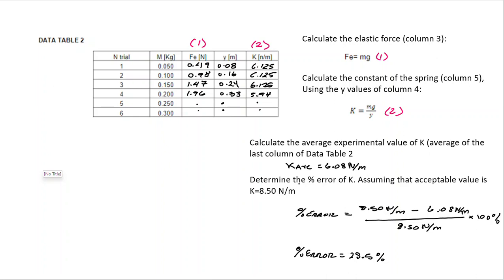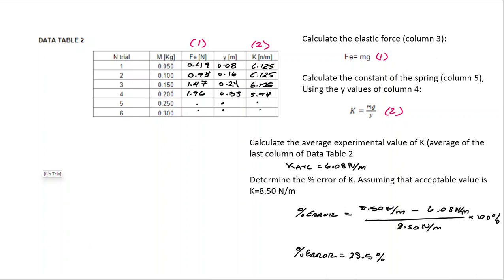Then later they ask you to determine the percentage of error of the constant of the spring, assuming that the acceptable value of the constant of the spring is 8.50 newtons per meter. I just did the determination of the percentage of error, and I found that the percentage of error in my case was close to 28.5%, which is a very high percentage of error. To be honest, I suspect that this value of constant of the spring that they are asking to assume is not correct. I believe that this is probably lower, but in the simulation we have no way to determine the exact value of constant of the spring that we are using.